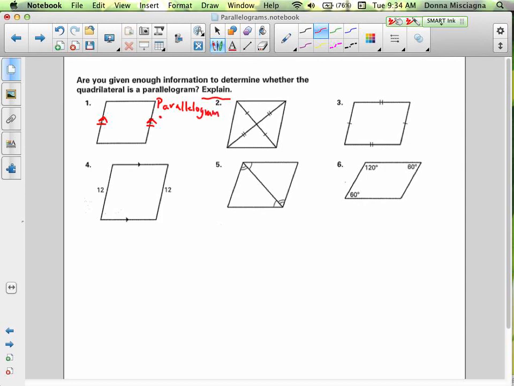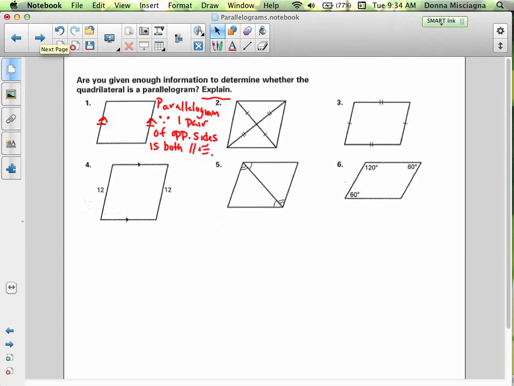Because one pair of opposite sides is both parallel and congruent. All right, so we can say that nice and short and succinctly.